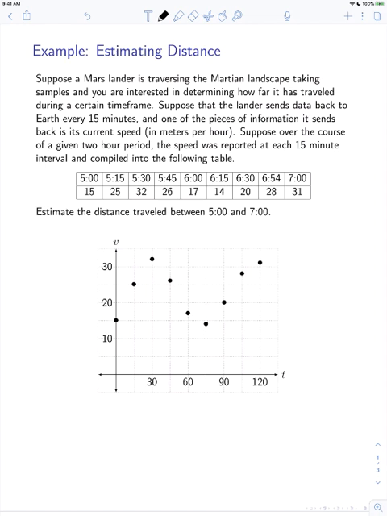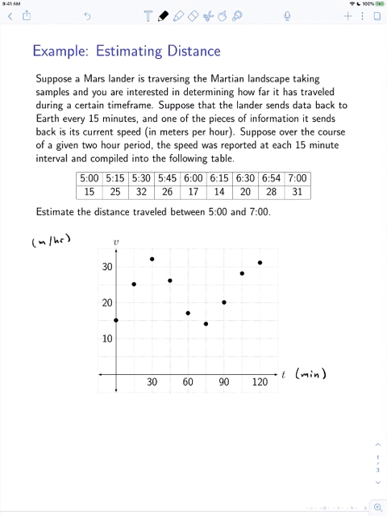In the graph you see here, we've plotted velocity versus time. Time is given in minutes. It's minutes since 5 o'clock. So we start at t equals 0, and that's at 5 o'clock. The velocity is in meters per hour. So at some point we're going to need to convert our time from minutes to hours in order to do the computations.